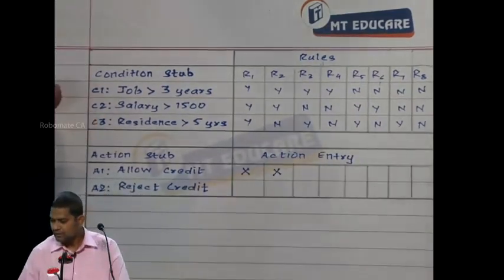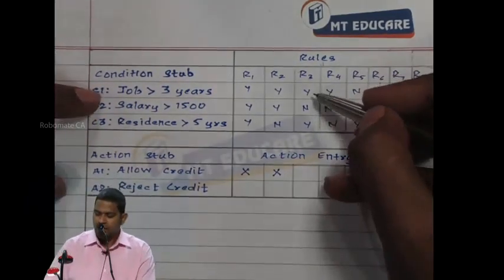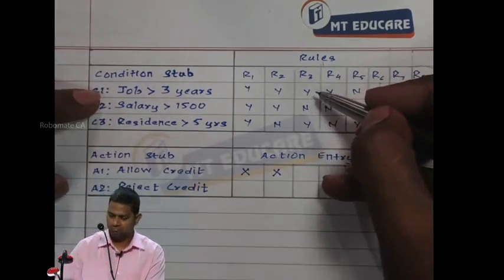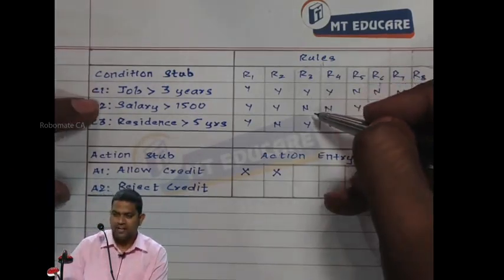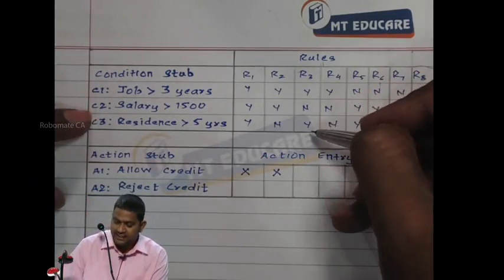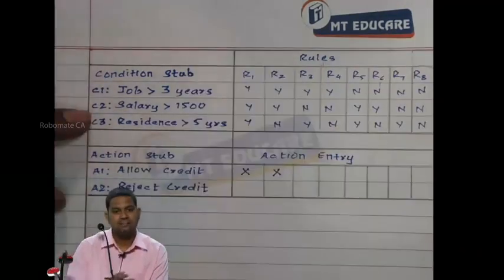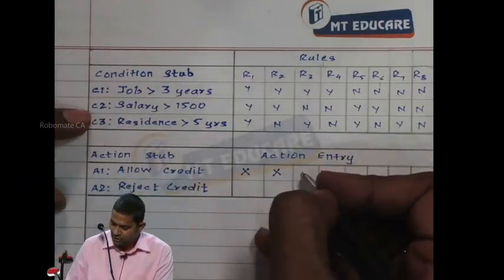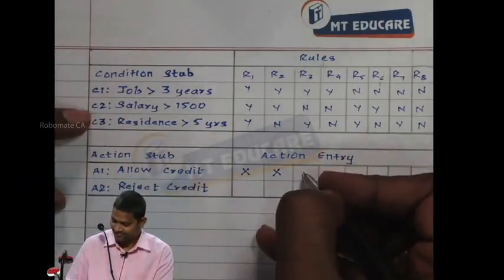Then the third one. Is the job greater than 3 years? Yes. Is the salary greater than 1,500? No. But check the third one. Is the residence greater than 5 years? Yes. Then he will get credit, because at least two conditions are satisfied.